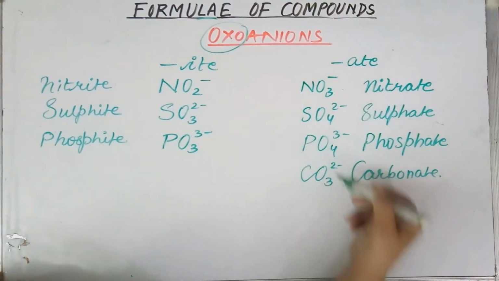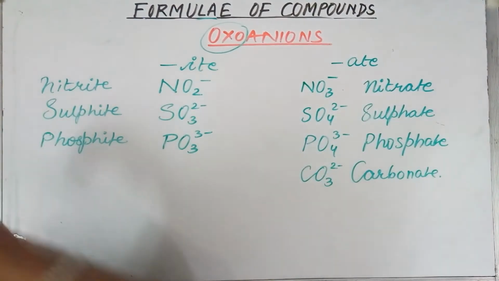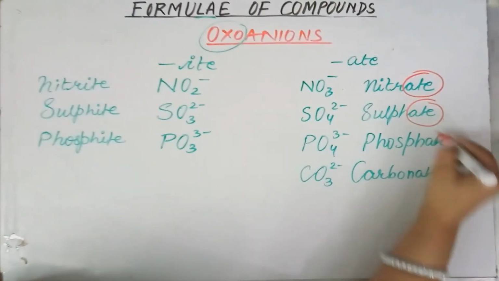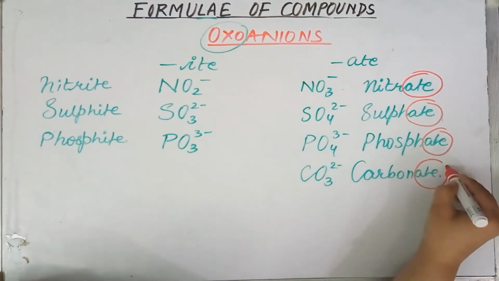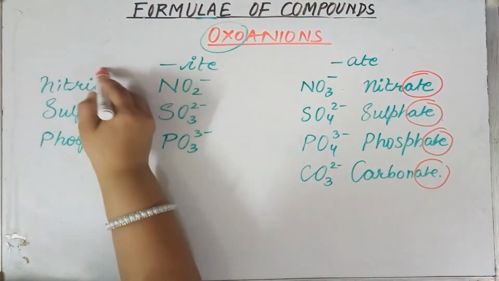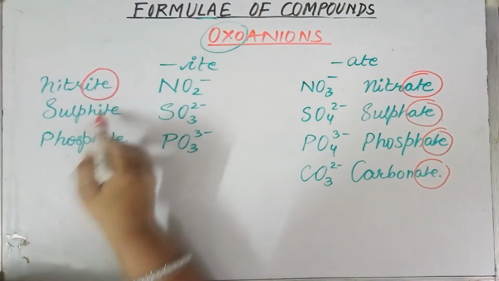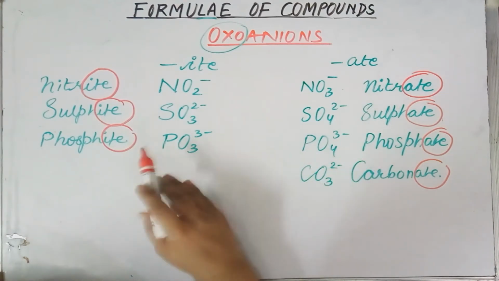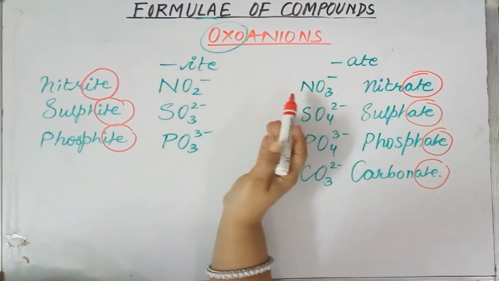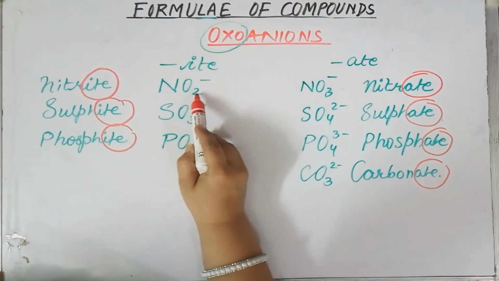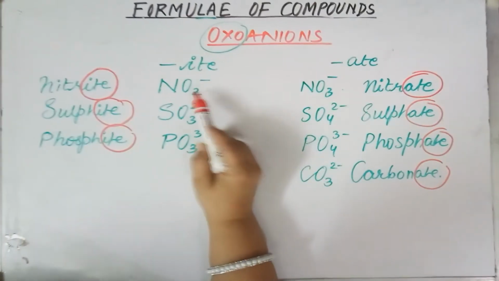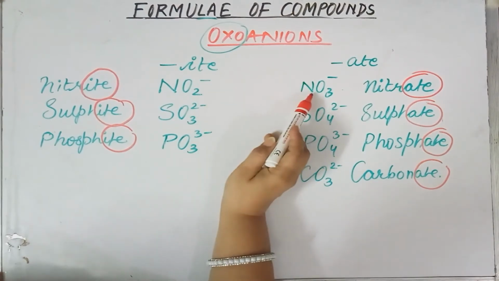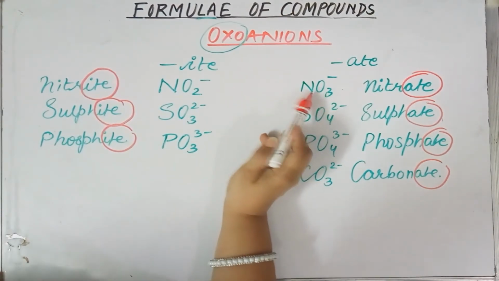In this particular row you can observe that their names are ending with -ate. So this is nitrate, sulfate, phosphate and carbonate, whereas this side we have the names which are ending with -ite: nitrite, sulfite, phosphite. If you observe the formulas of these ions, you will find that -ites and -ates are different only in terms of the oxygen. If you remove one of the oxygen from the -ates, you will get the -ites.